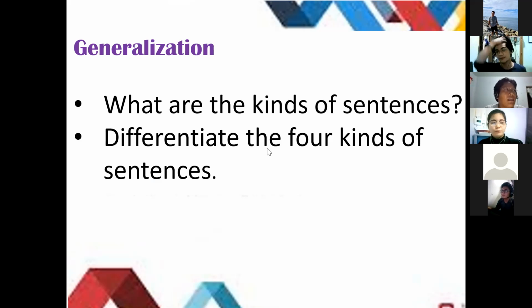Yes, so let us do a recall for these types of sentences. Declarative, imperative, interrogative, and what is the other one? I forgot the other one. Yes, anybody can help? Who can help? What's the last one? Imperative. Yes, Ma'am Rivnel. Imperative.